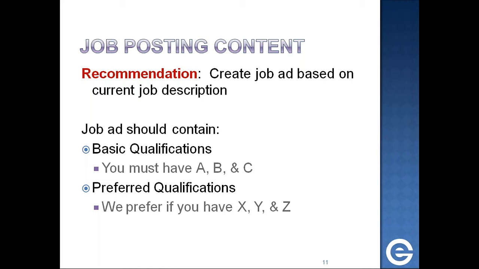So your A, B, and C does not change. Your preferred may. So you may say, well, we're only getting those that meet A, B, and C. We're really not getting X, Y, Z. So we will go ahead and hire the most qualified among the people that have the basic qualifications. But if you get people that do have the additional preferred qualifications, that might be the person that you want to select. So when the OFCCP goes through the resumes and applications, they are looking for these qualifications.